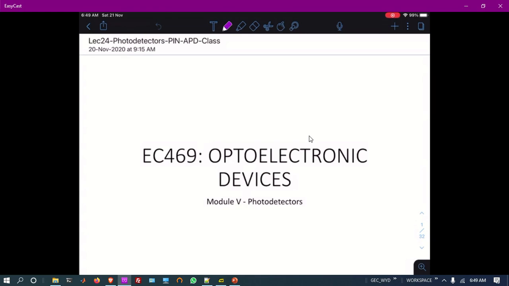Hi all, welcome to another lecture on EC469 Opto-Electronic Devices. We are going to start module number 5, which is basically regarding photo detectors.